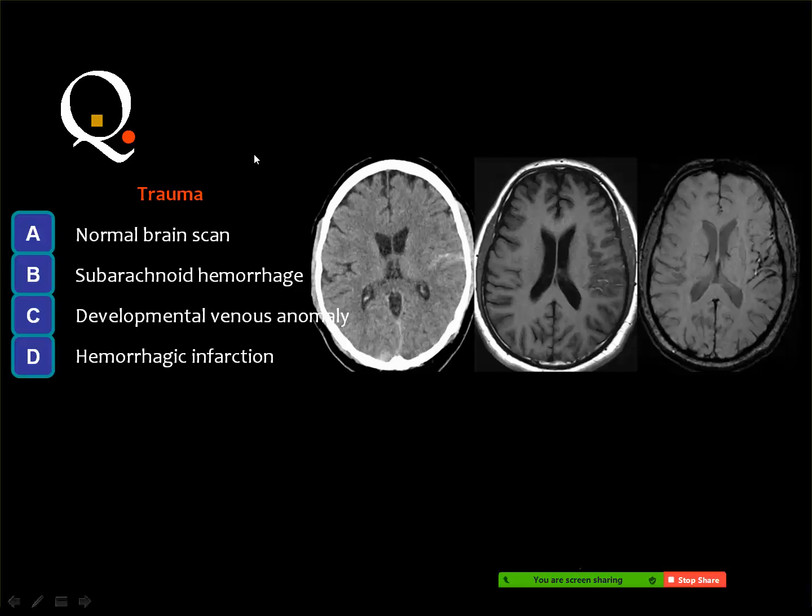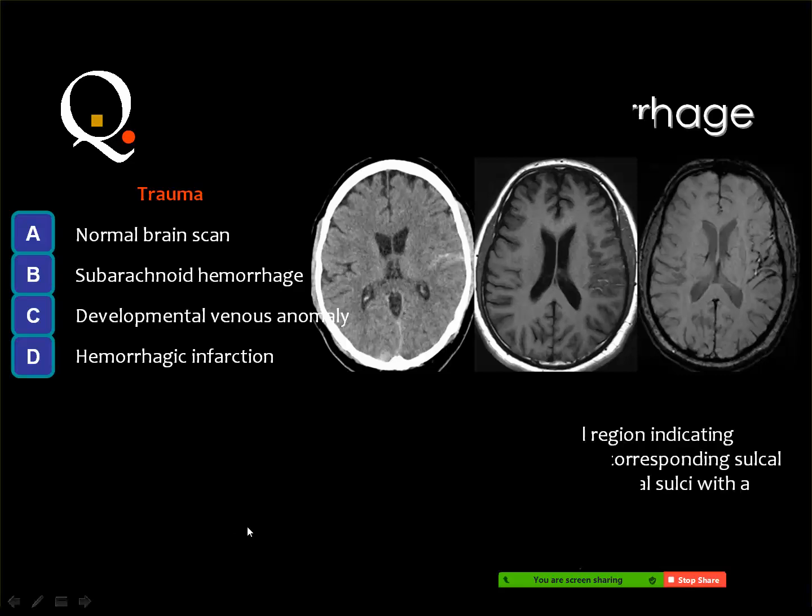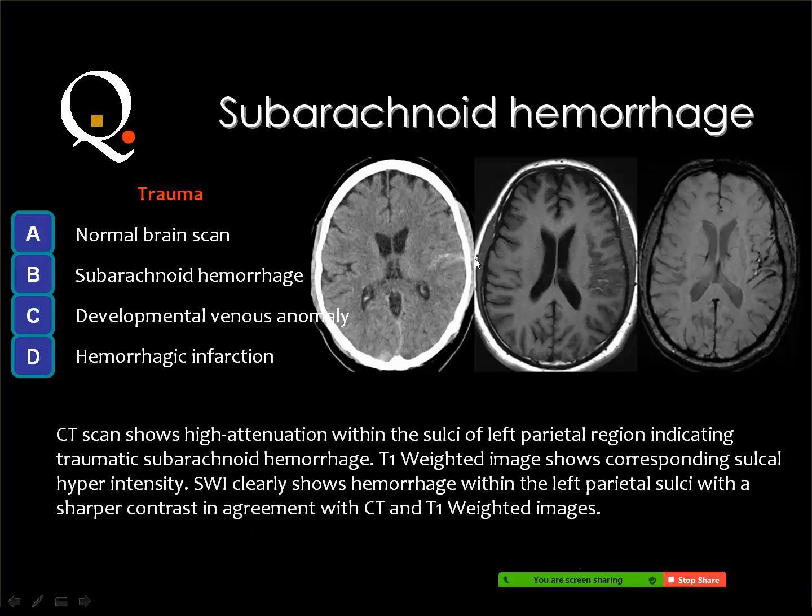This patient had history of trauma, and these are the possibilities. Developmental venous anomaly. Subarachnoid hemorrhage. Yes, and this is subarachnoid hemorrhage. In the CT scan, you see high density in the sylvian fissure with edema. In the susceptibility weighted image, you see the signal of blood in the sylvian fissure compared to the opposite one. And this is diagnostic of subarachnoid hemorrhage.